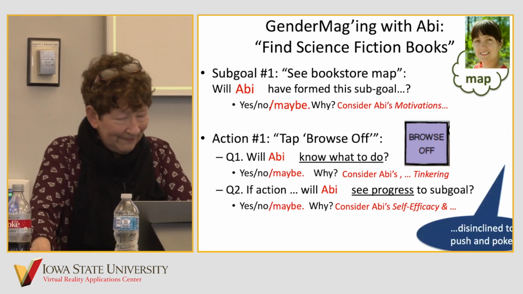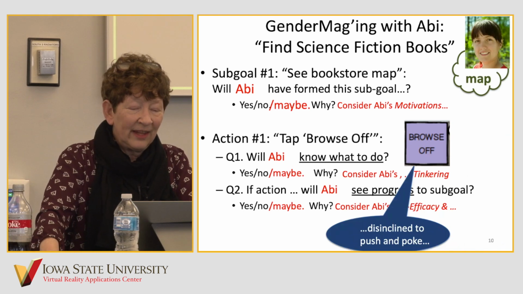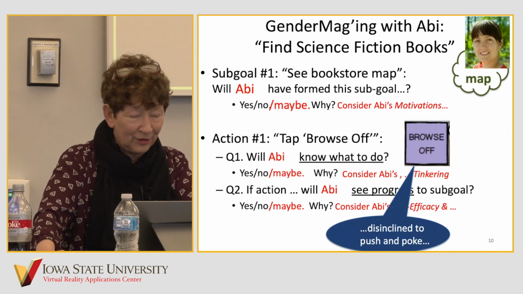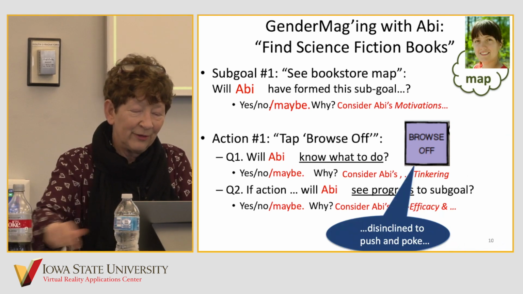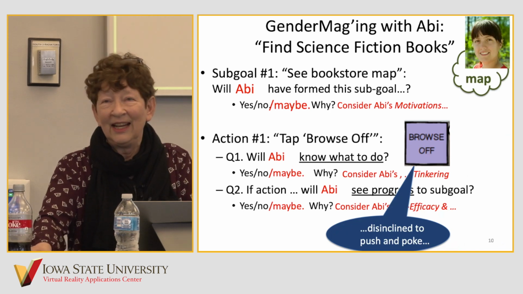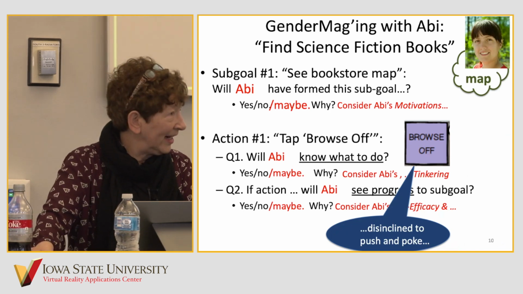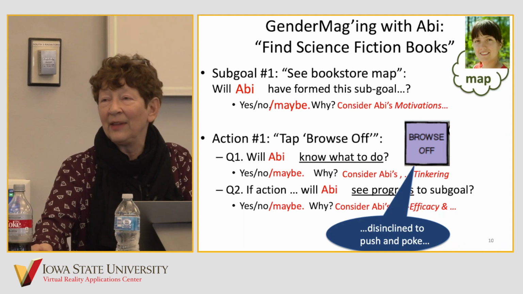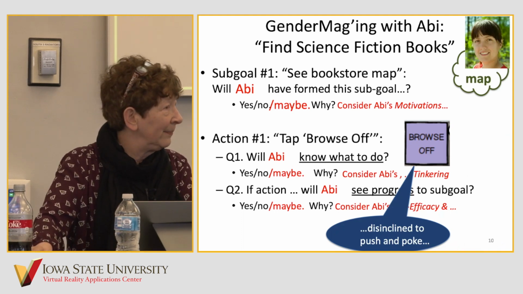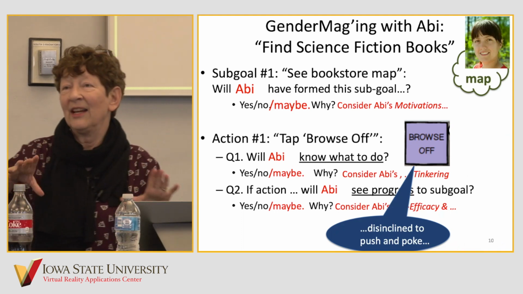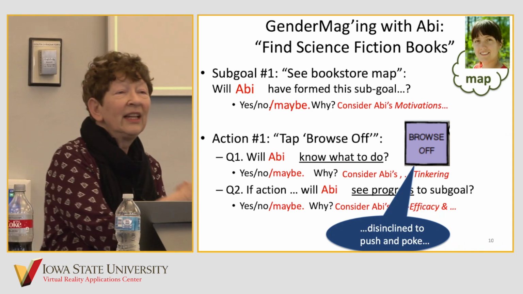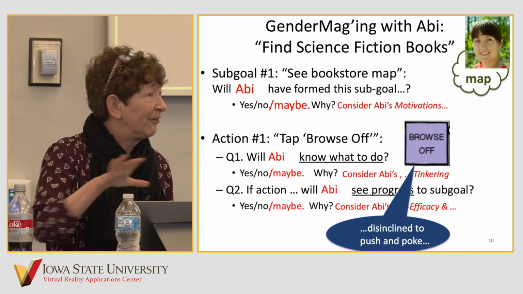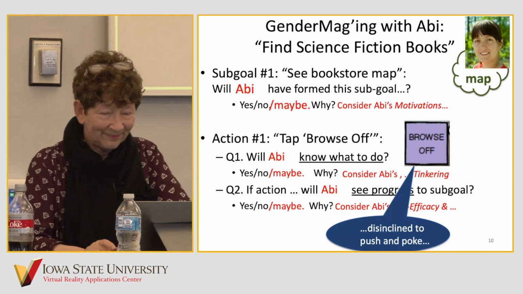Here's one reason why somebody thought that no, she wasn't going to push browse off. That person is referring to her learning style, and Abby's learning style is not tinkering. So they're saying, no, she's not going to do that because she's disinclined to push and poke. It's really important for us to write down these reasons because those are going to lead us to the fixes for the things that we find.